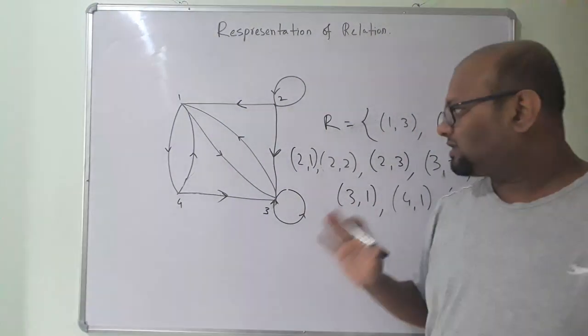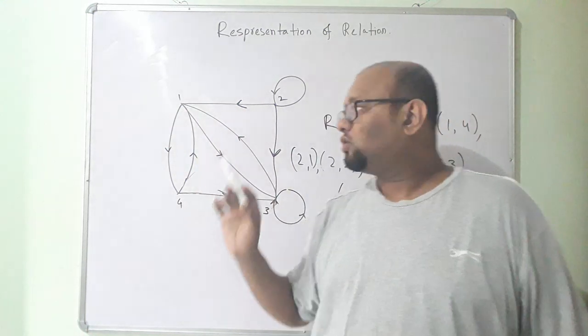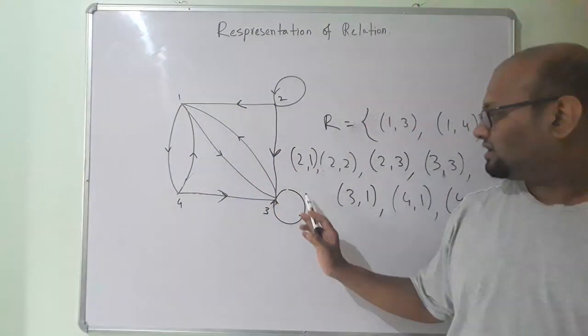Let us go systematically. Is this reflexive? So 1 1 is not there. All right. 2 2 is there. 3 3 is there.